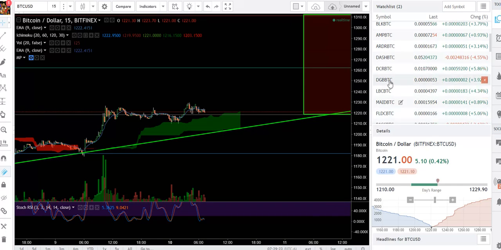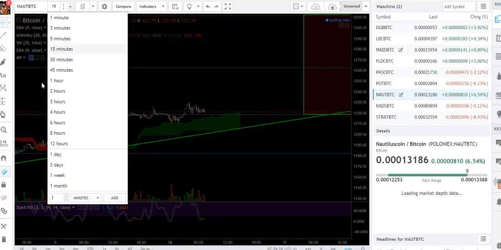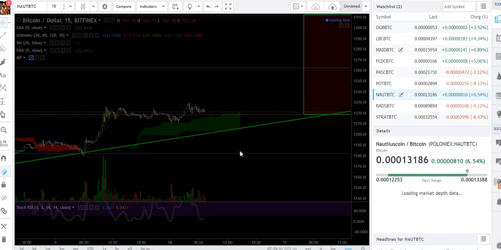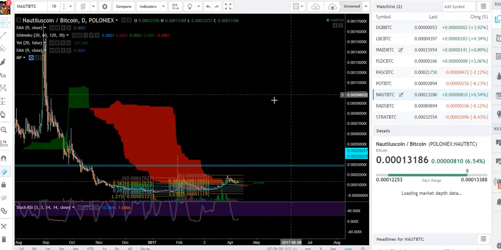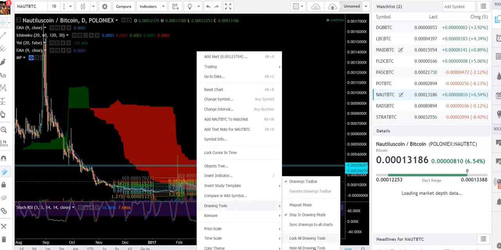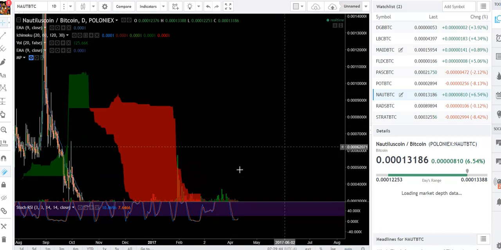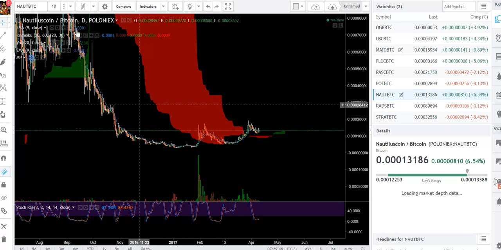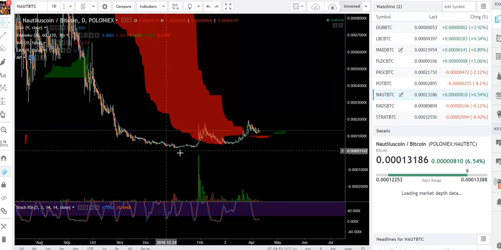All right, and we can use that for basically anything. For instance, let's look at Nautilus coin. Nautilus coin is a good example on the daily. Let me remove these drawing tools here. Okay, now look at Nautilus coin, how after this last move, on the daily level, it was just under this resistive area for a while, just down, down, down, down.